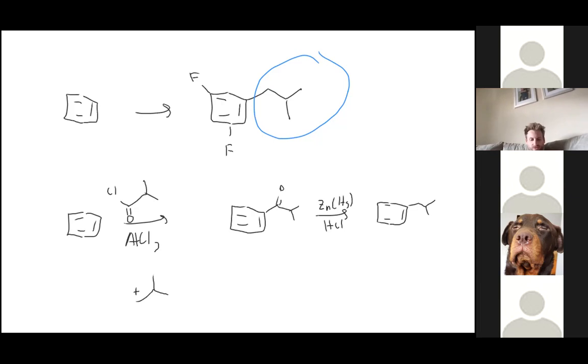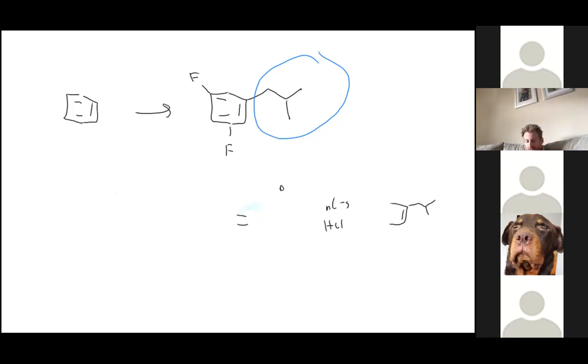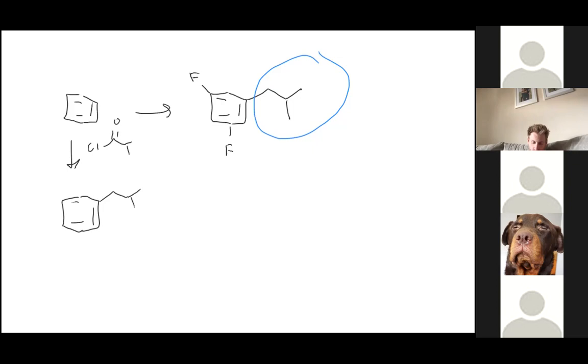This one you can do in a lot of different orders. But I'm going to start by adding that group first. So if I was to add in my acyl chloride, doing my Friedel-Crafts acylation, from here, I have a group 5. It's a meta director.